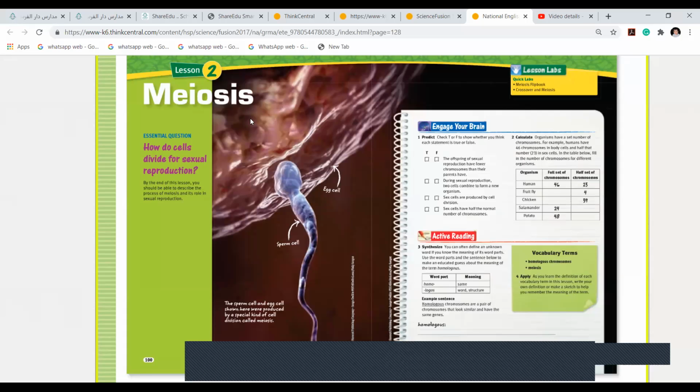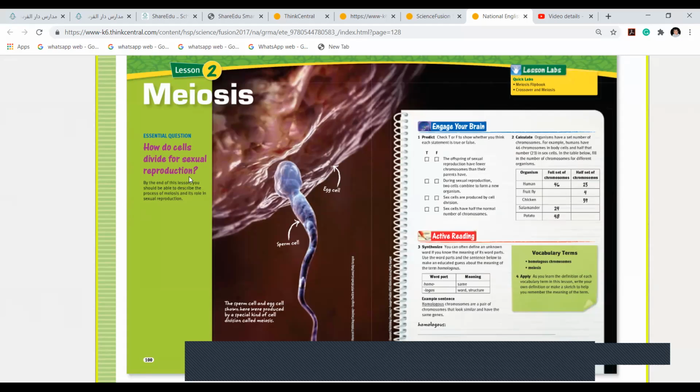So we will start today lesson 2, meiosis, and by the end of the lesson, we will study about the process of meiosis and what is the role of meiosis in sexual reproduction. Sexual reproduction means where both parents are involved to reproduce. Okay, so what is the role of meiosis in sexual reproduction?